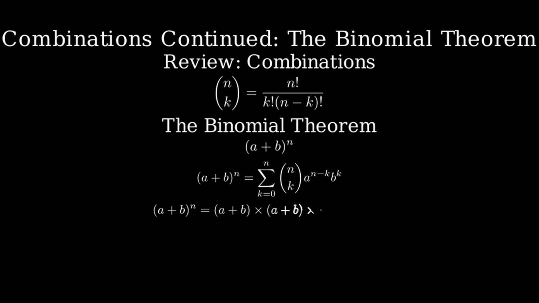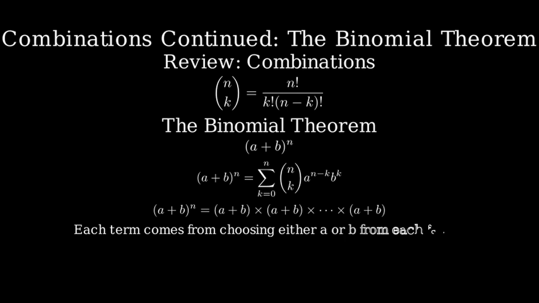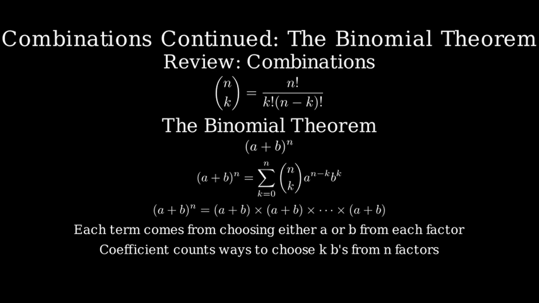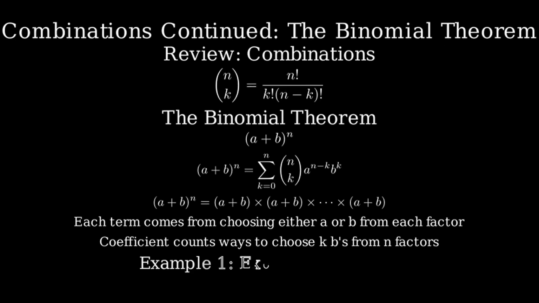When we expand a binomial like (a + b)^n, we're essentially multiplying a plus b by itself n times. Each term in the expansion comes from choosing either a or b from each of the n factors. The coefficient n choose k counts the number of ways to choose exactly k b's, and consequently n minus k a's, from the n factors. Let's start with a simple example, (x + y)^2.